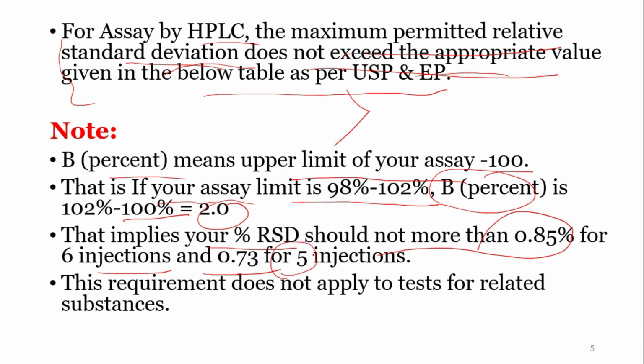This is very clear. For 6 injections it should be not more than 0.85 and for 5 injections it should be not more than 0.73 percentage. This requirement does not apply to the test for related substances, means RS or OI. This does not apply for that condition. For related substances that is different.